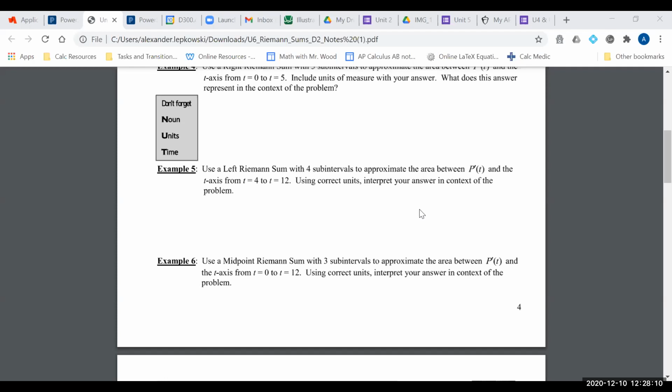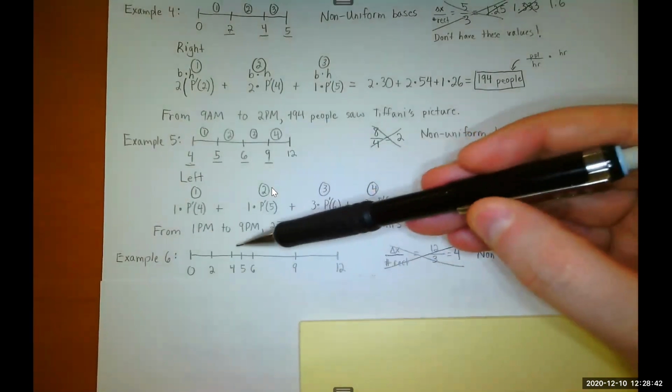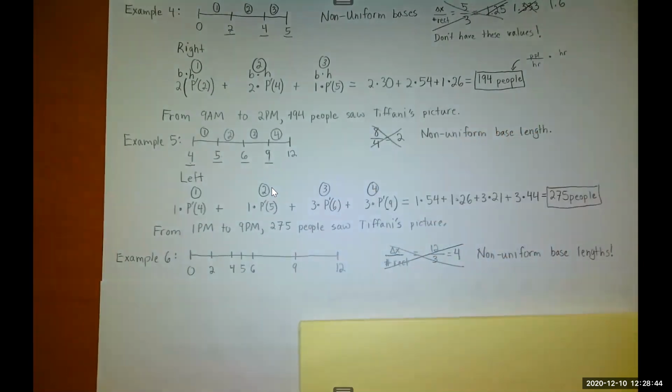Which, speaking of, brings us to example 6, which is, again, a non-uniform base, just like we looked at. If we were to do a uniform base, we'd look at the change in x, which from 0 to 12 is 12. And we divide that into 3 equal pieces. So our uniform bases would be 4 units each. However, we cannot do that for several reasons. One of those is we'd go 0 to 4, 4 to 8, 8 to 12. We don't have 8. But the other reason is we're doing midpoint this time.